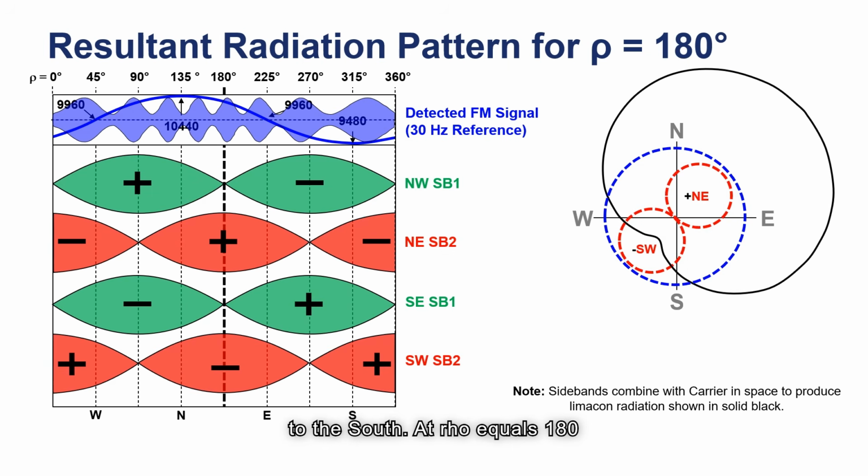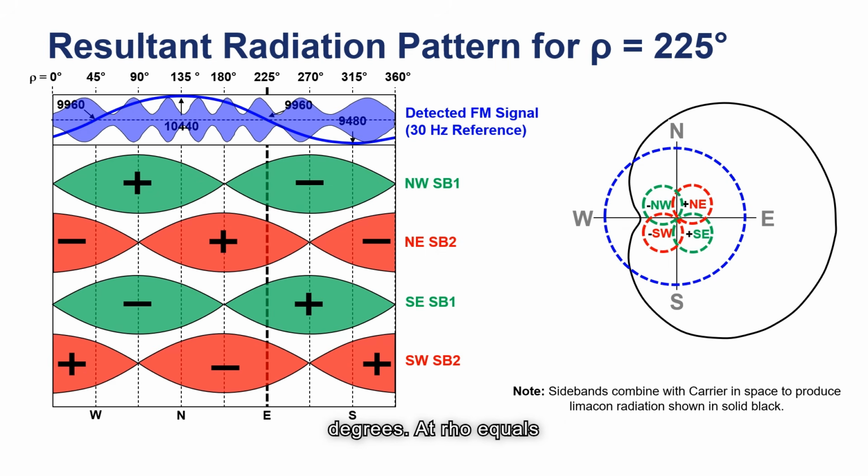At ρ equals 180 degrees, only sideband number 2 amplitude is present from the northeast and southwest antennas. The southwest subtracts from the carrier and the northeast adds to the carrier. Maximum limacon radiation is at azimuth 45 degrees and minimum limacon radiation is at azimuth 225 degrees.